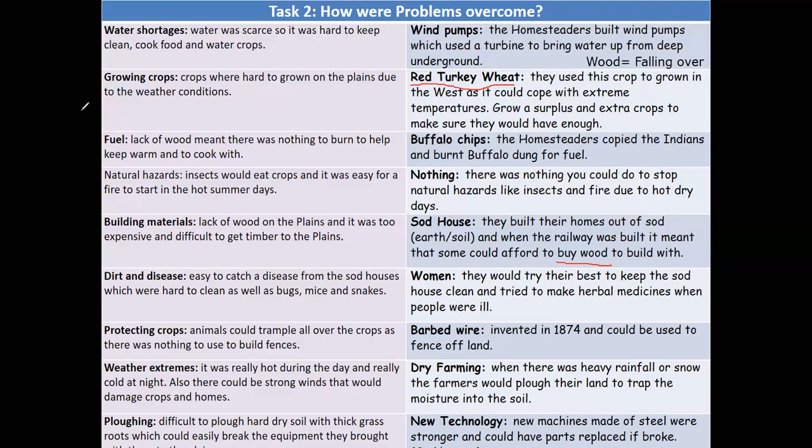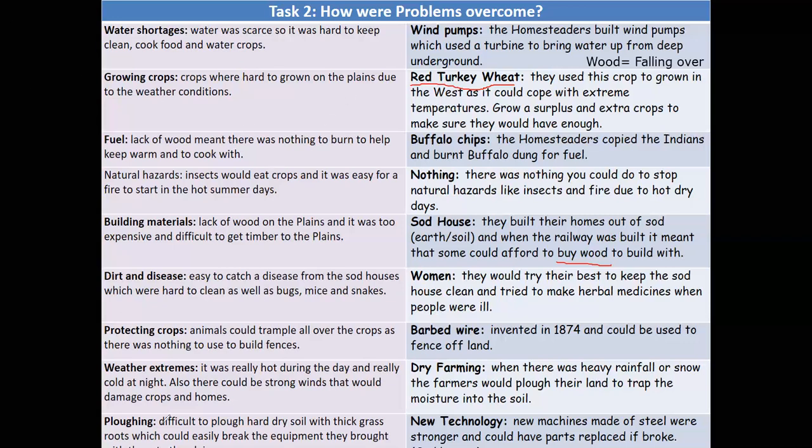Weather extremes. Because it was really hot in the day and really cold at night, there could be strong winds that damaged crops and homes. The solution here is something known as dry farming. When there was heavy rainfall or snow, the farmers would plough their land to trap the moisture in the soil, which means that in terms of growth of the crops, it was going to be a lot more effective.